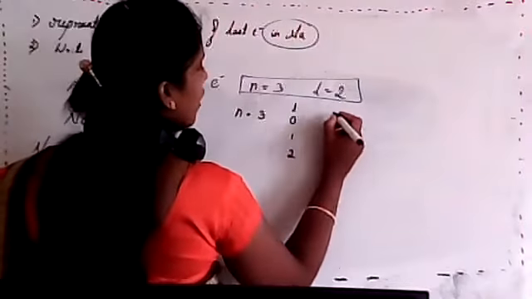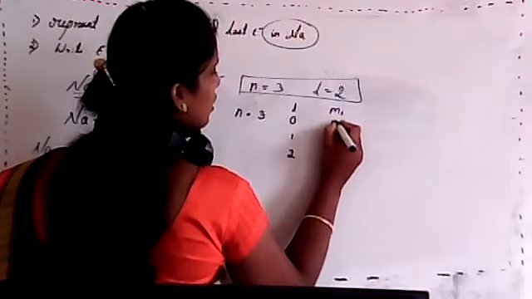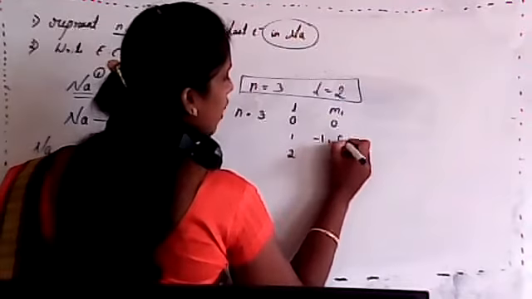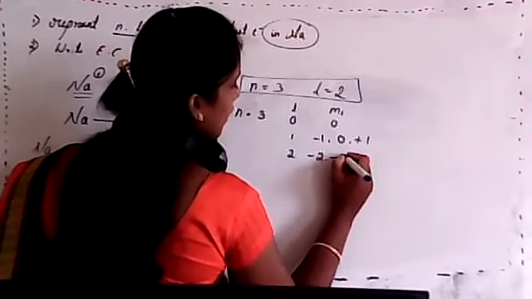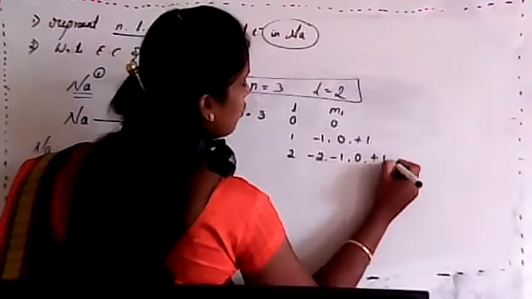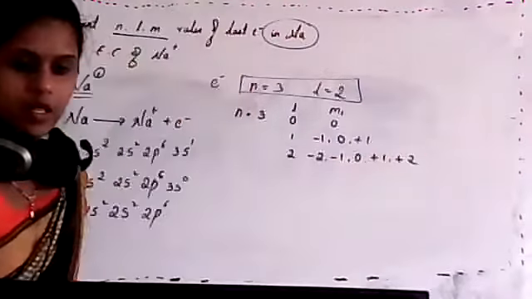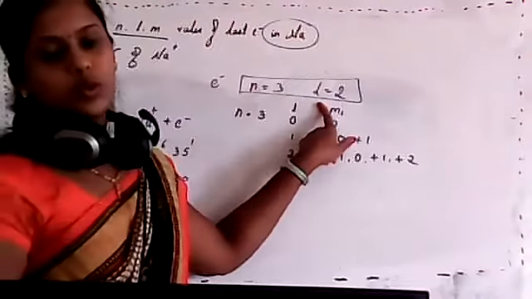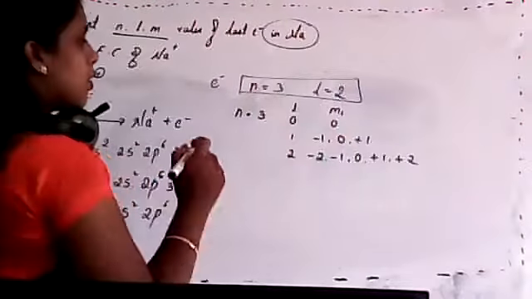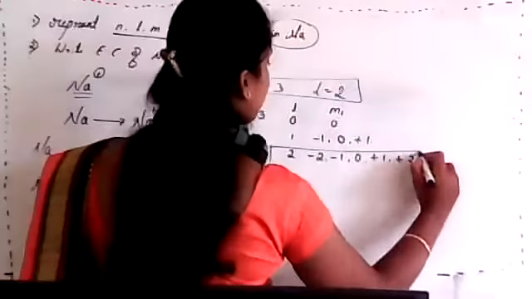So now the value of ML is 0 here, and here it is -1, 0, +1, and then it is -2, -1, 0, +1, and +2. So what will be the number of electrons with n equals 3 and L equals 2? This was the question, isn't it? In that case, you have to maintain only this one.